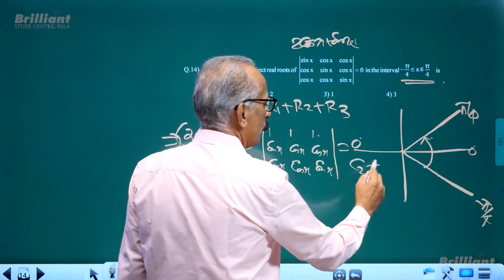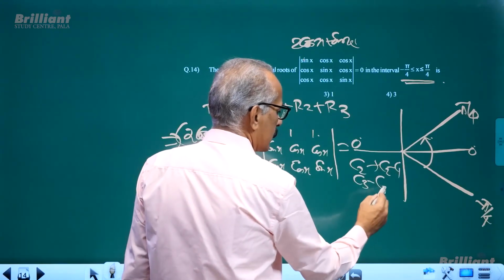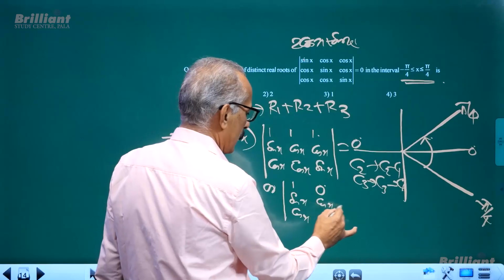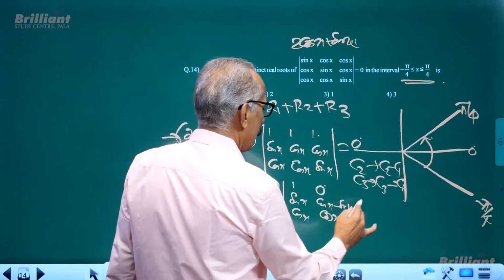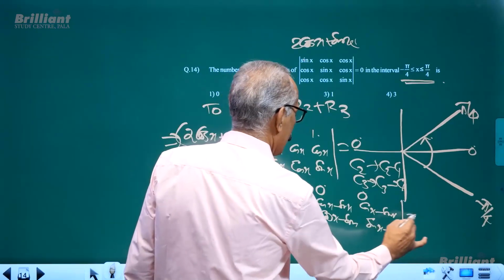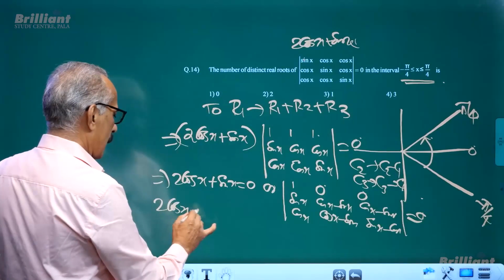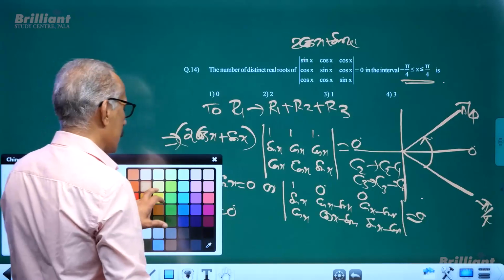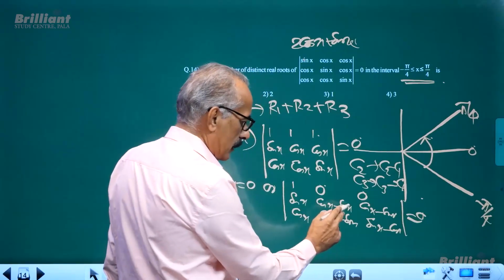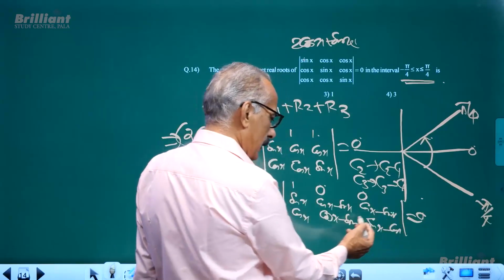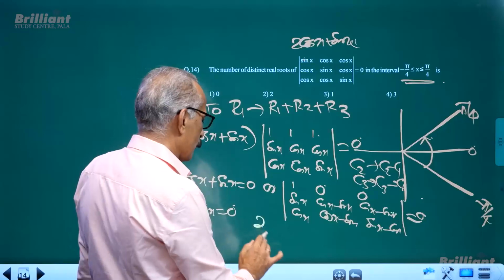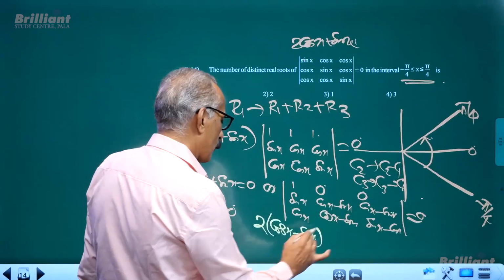What is the simplification? To C2, C2 minus C1. To C3, C3 minus C1. This is 1, sin x, cos x. This is 0, cos x minus sin x, and here also cos x minus sin x, 0, and this is sin x minus cos x, equal to 0. What do you get here? 2 cos x plus sin x is equal to 0. From that determinant, you get 1 into cos x minus sin x the whole square, minus of cos x minus sin x the whole square, and so you will get 2 times cos x minus sin x the whole square equal to 0.